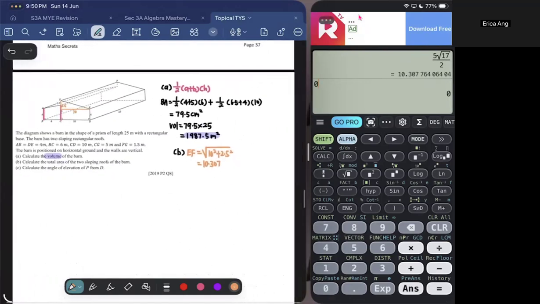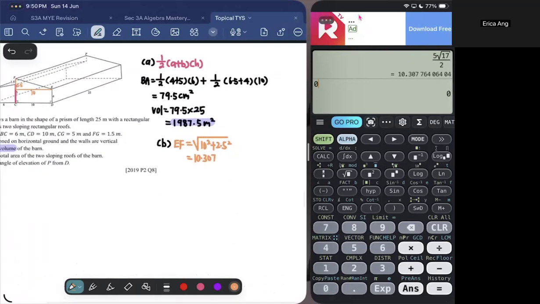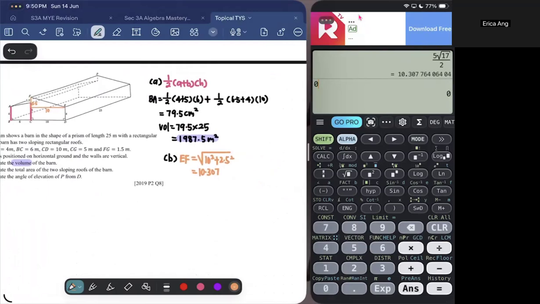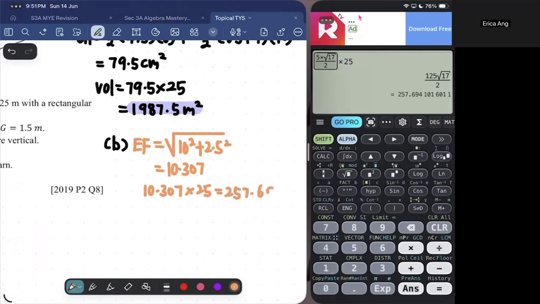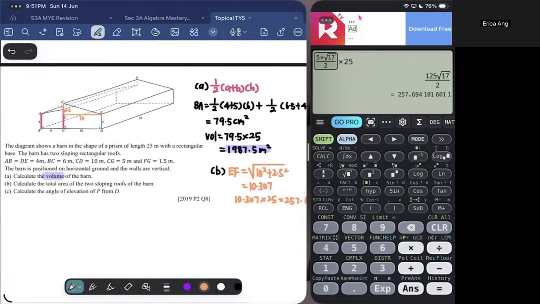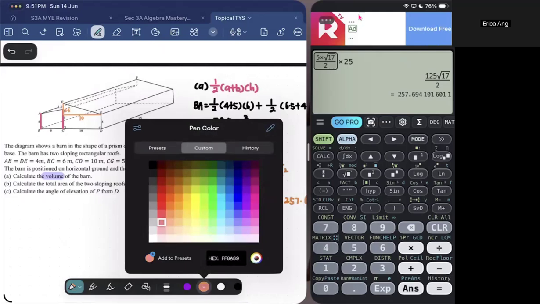Then when I have this, what I understand is you can find the area of this big piece first. So I'm going to do that. This one will be 10.307 times 25. Answer times 25. This will give me 257.69. Good enough. Okay, then now we change color, change to this color.